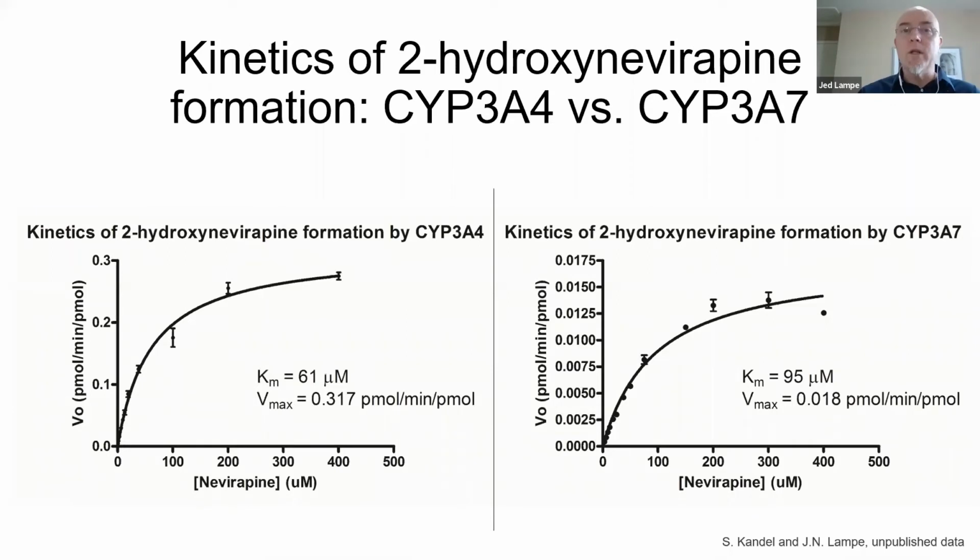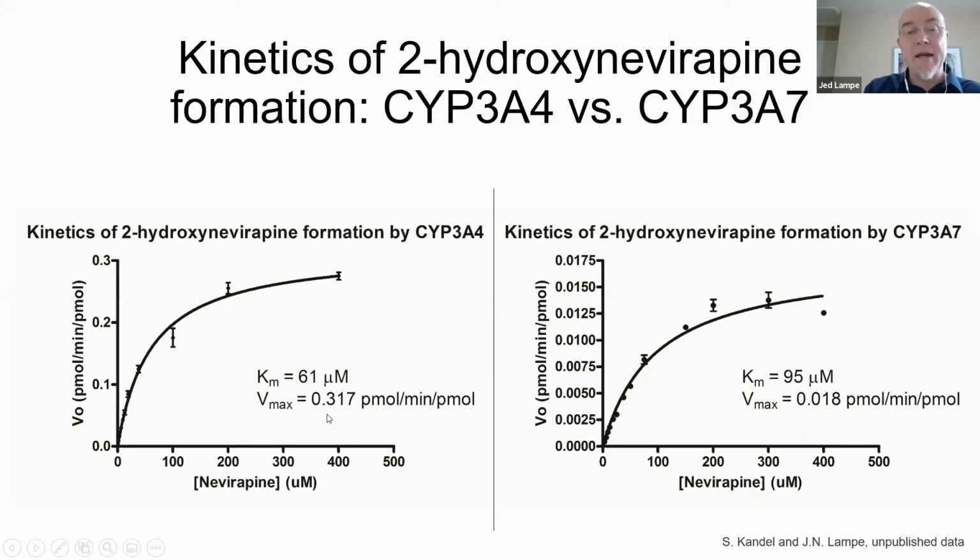And so initially we looked at the 2-hydroxy species. So this is the inactive metabolite. This is a good metabolite. It helps us clear the drug. We want to get rid of it. And we compared formation of this metabolite with recombinant 3A4 versus 3A7. And you can see the Km for 3A4 on the left is 61 micromolar. The Km for 3A7 is 95 micromolar, fairly similar, within 2-fold. That's good enough as a comparison with P450 enzymes.